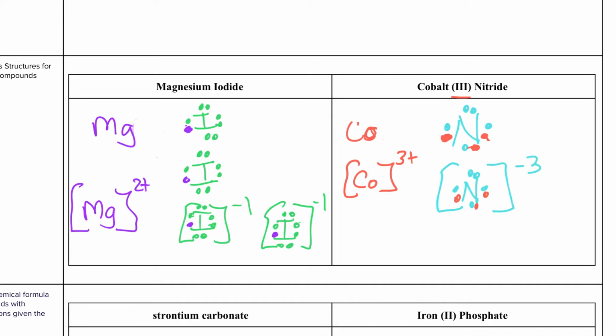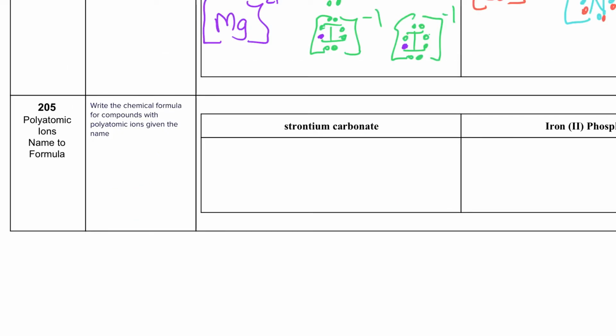Okay. Our next lesson was 205, polyatomic ions, names to formula. So the thing you need to remember about a polyatomic ion is it sticks together. It stays together. You don't break up the polyatomic. Just like girls going to the bathroom together, they stay together in one group and they all go together, pre-COVID times. And they don't get separated.